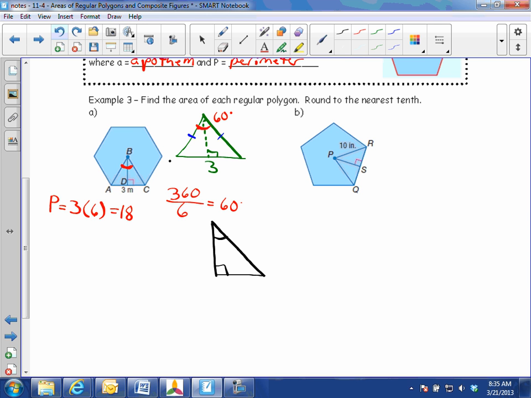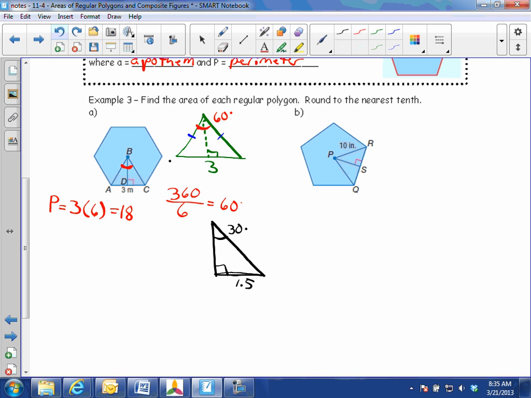Because what is this angle now? Yes, you were right. All right, so how long is it from here to here? 125. Good. Why is it not 3? Because that's the entire length of the bottom. It's only half of it.